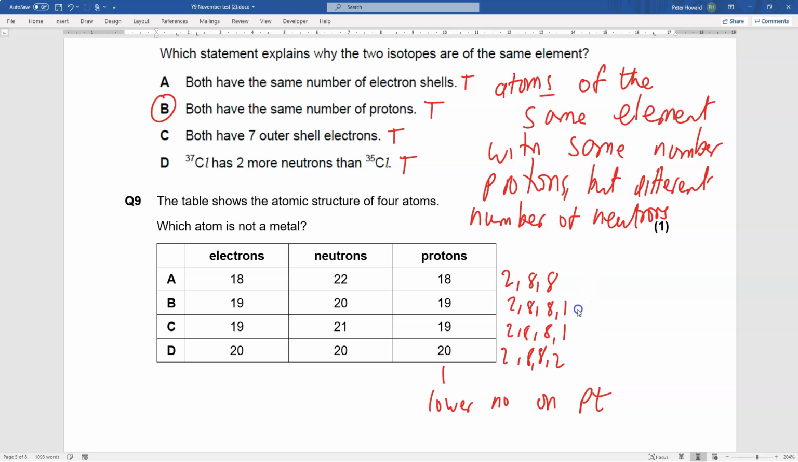You can see these two here are in group 1. So metals are in group 1. This is in group 2. Looking again at the number of electrons in the outer shell, this one here has a full outer shell. This is a noble gas. This is in group 0. Group 0 are non-metals.